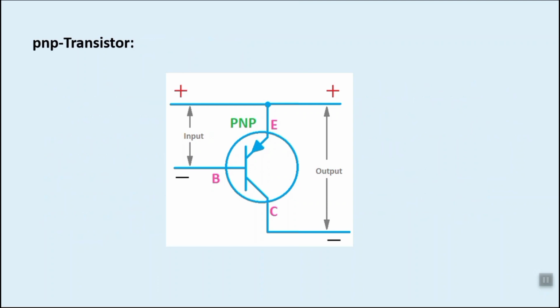In a PNP transistor, current flows from the emitter to the base and then to the collector. To operate a PNP transistor, a negative voltage must be applied to the base terminal with respect to the emitter terminal. This allows a small amount of current to flow from the emitter to the base, which in turn allows a larger current to flow from the collector to the emitter.